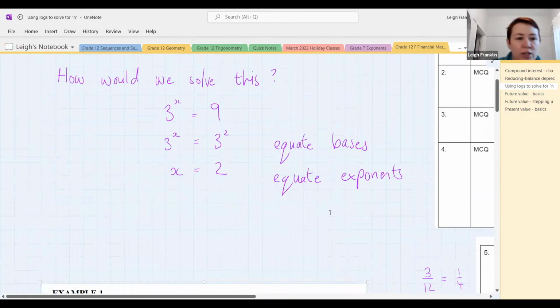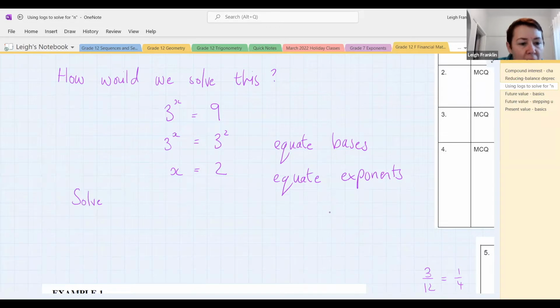What happens in a situation like this, where they ask us to solve, and it's 2 to the power of x, and it equals 7? What do we do in a situation like this? Because now 7 cannot be written as base 2. This is our problem. 7 cannot be written as base 2. Absolutely. Yes. Good, guys. Nice. 100%. So this is why we need logs.